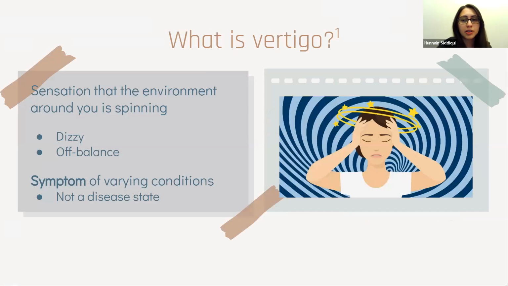So I wanted to start out by talking about what vertigo itself is. Vertigo is the sensation that the world around you is spinning, essentially, and it can lead to feeling both dizzy or off balance. I did want to mention that it's not necessarily a disease state on its own, but more so a symptom of varying conditions.